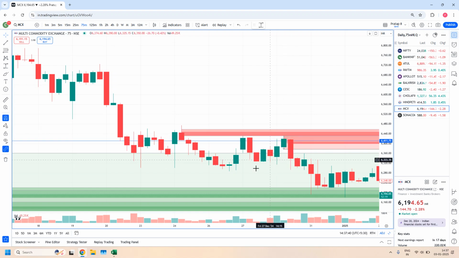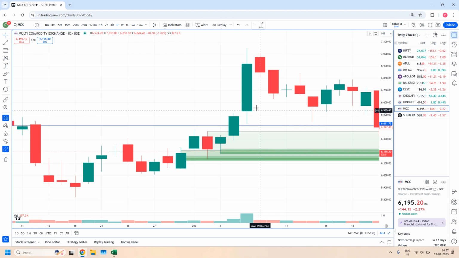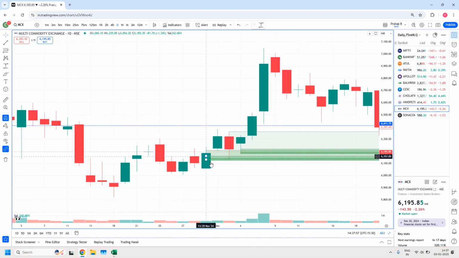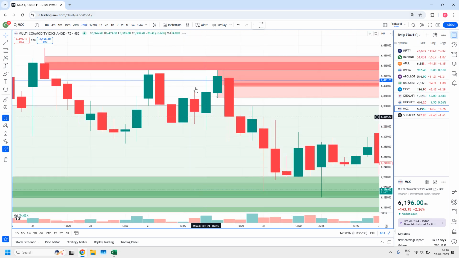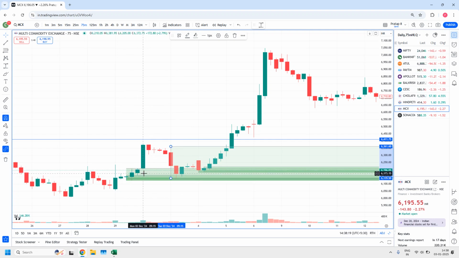Not only that, this stock also has a daily high liquidity zone. Go to the daily time frame, the daily demand zone. Rally base rally. This daily demand zone has an LTF zone as an horizon to this entire daily zone. Go to the 75 minutes time frame. See this 75 minutes rally base rally. This 75 minute zone is an horizon to this daily zone. And this 75 minute zone is also a high liquidity zone.